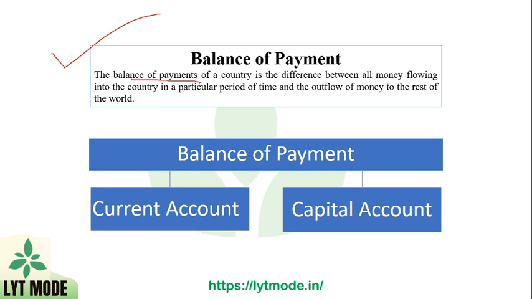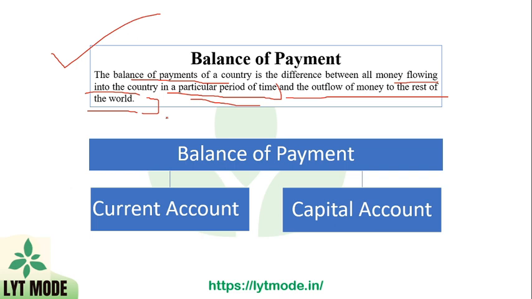The balance of payment of a country is basically the difference between all the money flowing into the country in a particular period, which can be a quarter, or usually a year, and the outflow of money to the rest of the world. This is all about export and import. And what is the basic purpose behind the calculation of balance of payment?